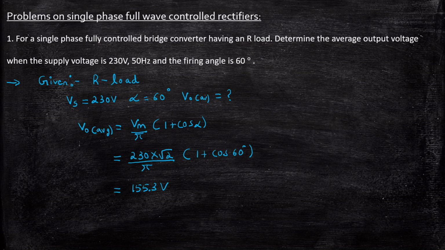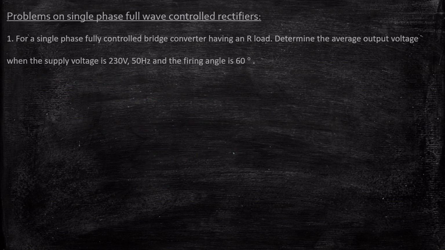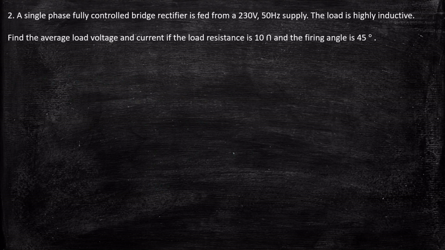So I hope this problem is clear to you. Let's move on to the next question that we have. The next numerical states a single phase fully controlled bridge rectifier is fed from a 230 volt 50 Hz supply. The load is highly inductive. Find the average load voltage and current if the load resistance is 10 ohm and the firing angle is 45 degrees. So again, in this case, what we will be doing is we will make a note of whatever data is given at the first place.